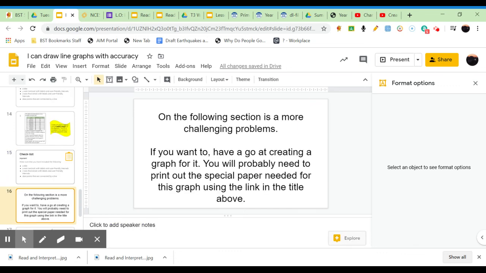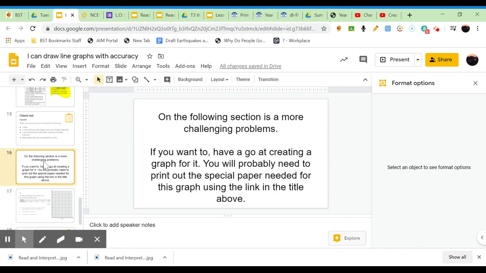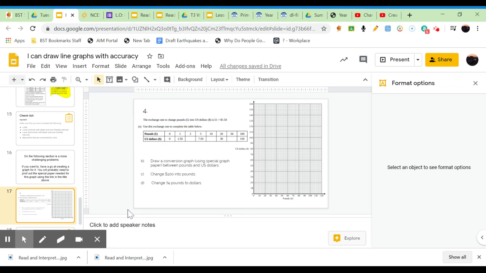And then finally, if you want, it's entirely up to you. There is a challenge question, but the challenge question requires scientific paper. Now, I put a link on again above this section, and it explains there. Sorry, above this section here, and it has a link to scientific paper. So you can print that out if you want to have a go at it, because you probably will need it unless you can find some other way of doing that.